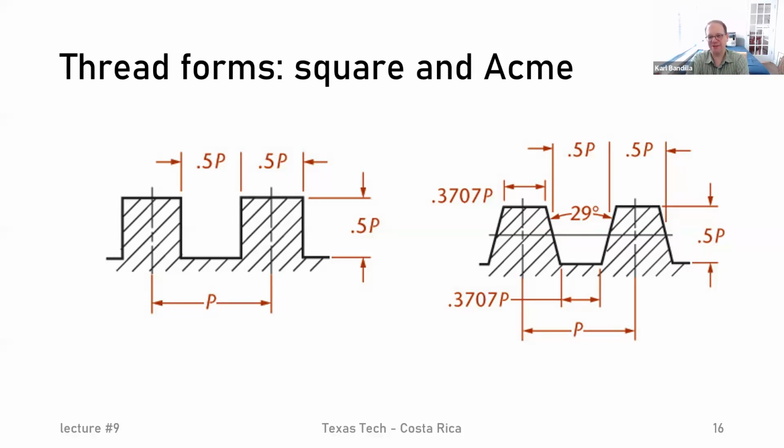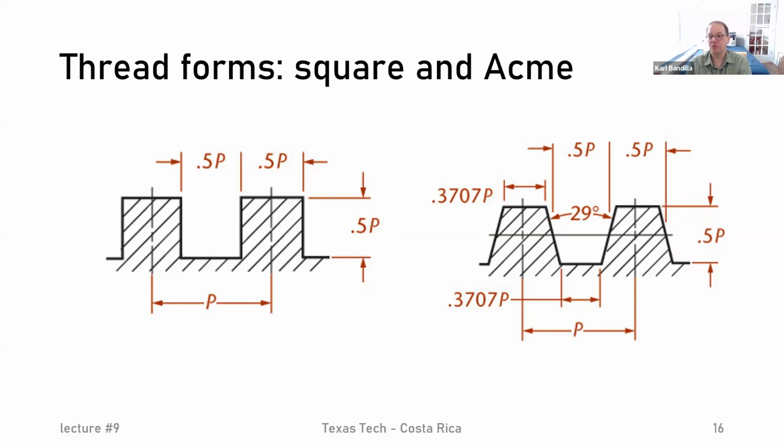What class did you guys take with me last? Statics. We talked about square threads. Right, we talked about square threads in statics. The reason why we stuck to square threads is because they're easy to do in statics.